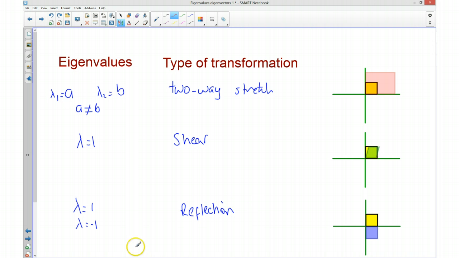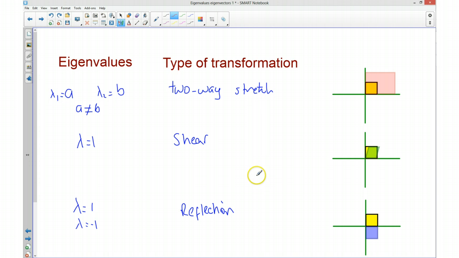The other thing that could happen is that I don't get any eigenvalues at all, so I get no real eigenvalues, I should say, because eigenvalues could be complex, which is something that you may look at at university if you go on to study that far. So I could have no real eigenvalues, so that would tell me that it may be a much more complicated transformation that involves some sort of rotation, etc.